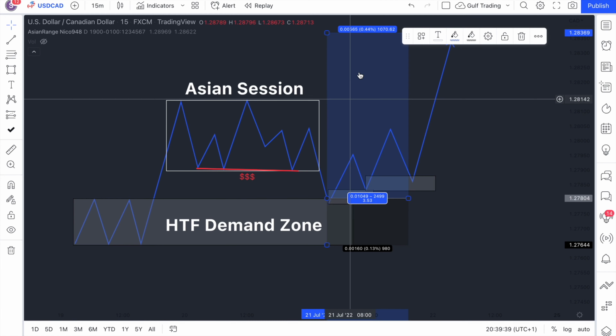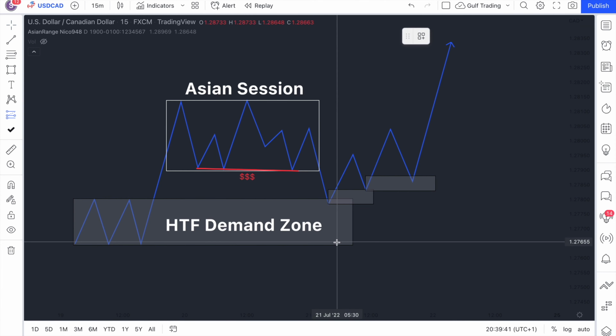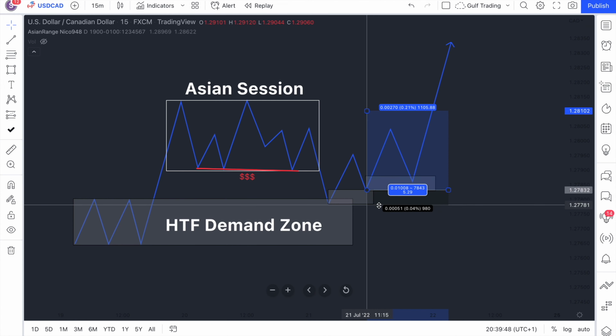But the risk reward on that isn't as good as, say, waiting for confirmation. You can get a lower time frame demand zone, and then the risk reward will be a lot higher, as you can see.